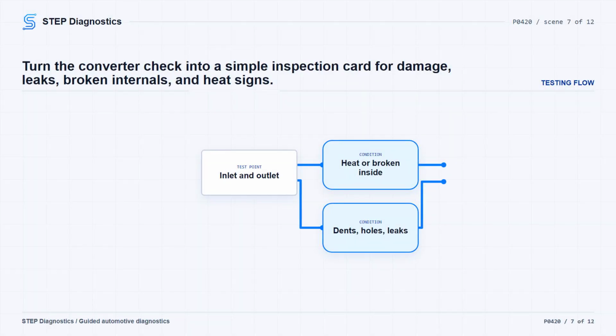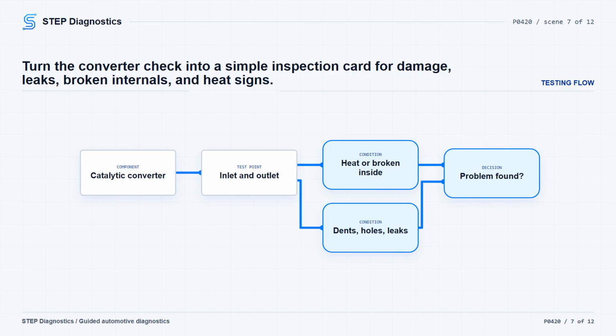Now visually inspect the catalytic converter. Check the inlet and outlet for physical damage, dents, holes, leakage, signs that the converter is internally broken, or severe discoloration from overheating. If you find a converter problem, repair the condition that may have caused the failure, replace the catalytic converter, and then verify the repair and confirm the code stays gone. If the converter passes the visual inspection, continue to the exhaust leak check.